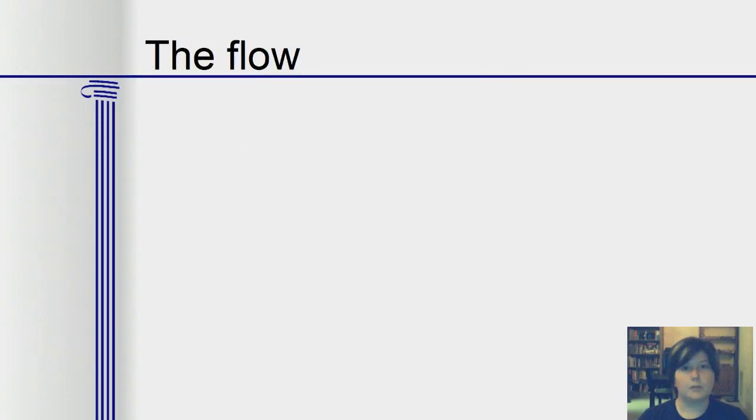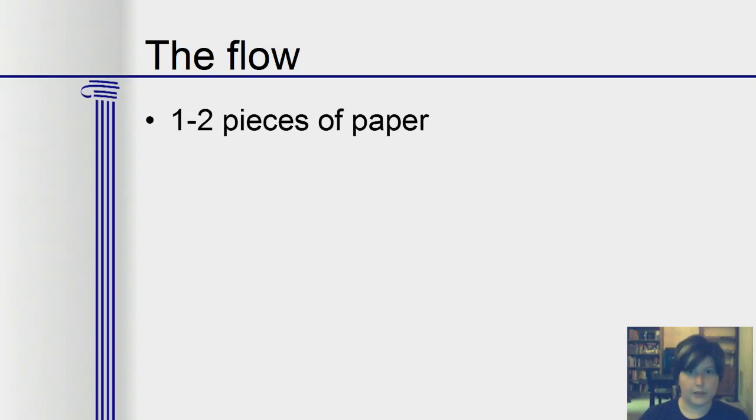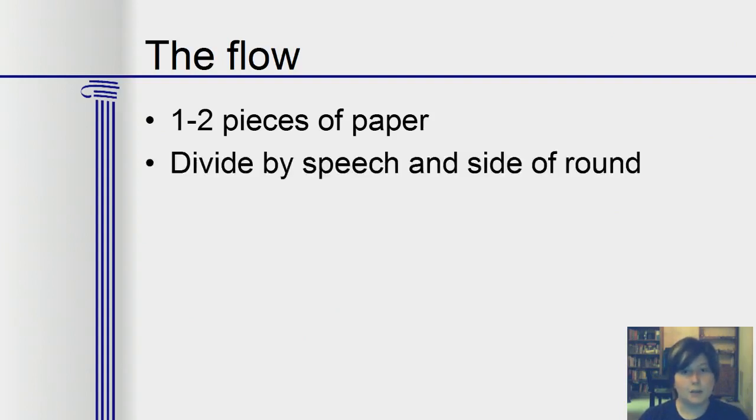So when we talk about the flow, we're talking about the layout, the structure of the arguments in the round. We're also talking about your physical notes. So you'll be taking notes probably on 2 pieces of paper or the front and back of one sheet. Some people write small enough that they can fit it all on the front of one page, and some people prefer to write on more. But in general, you just need enough room that you can divide it up by speeches and by the side of the round.